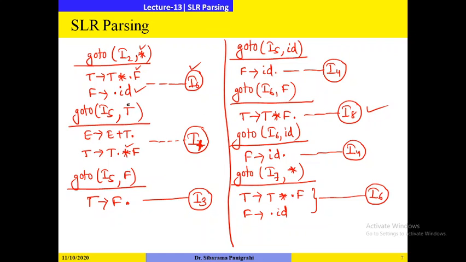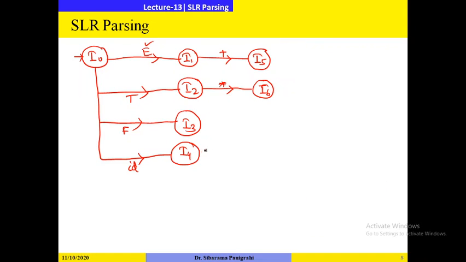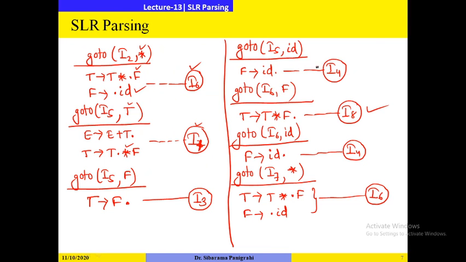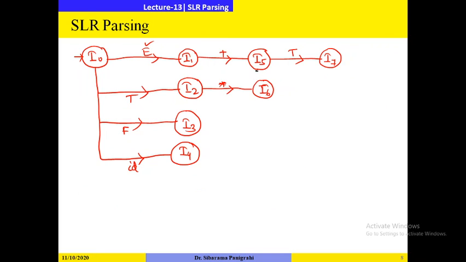I5 by taking T as input moves to I7. Then I5 by taking F as input moves to I3.